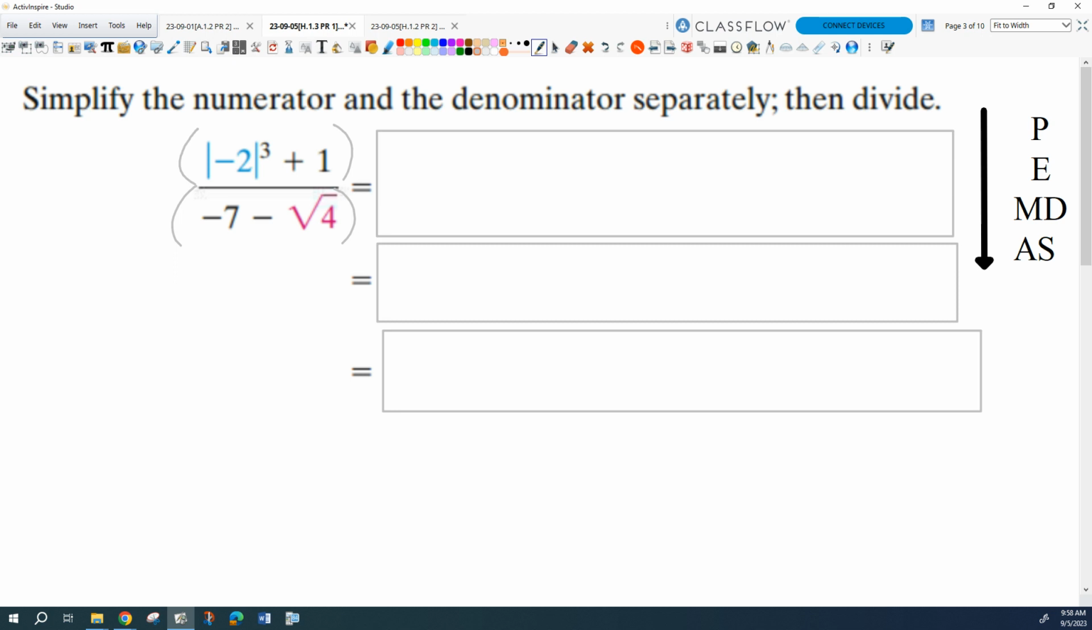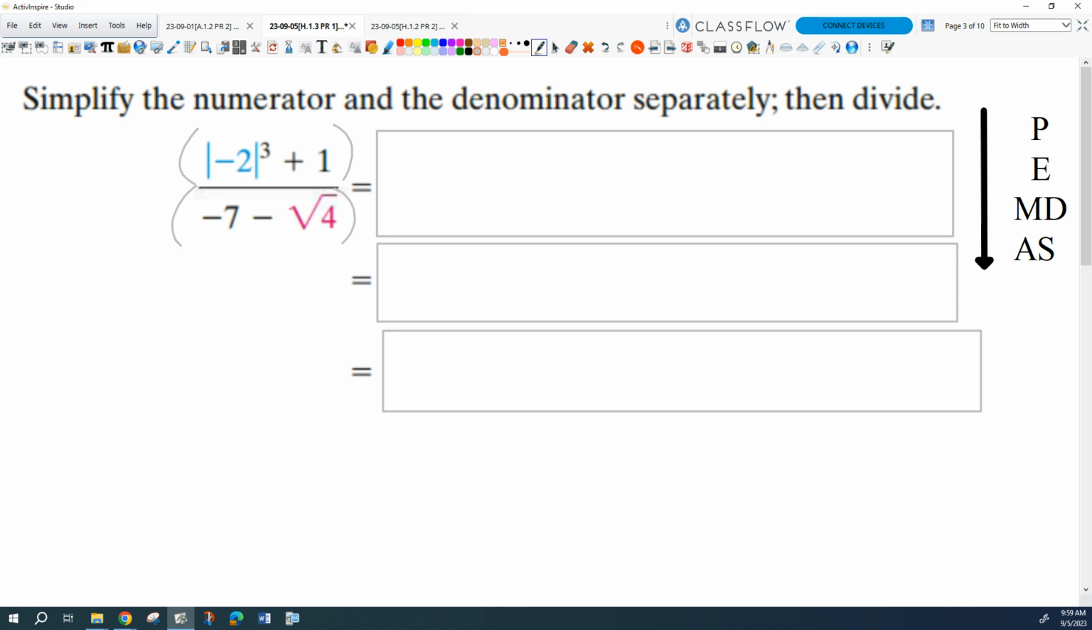Okay, there's even one step before exponents. Absolute value. Okay, so absolute value counts as a grouping symbol, doesn't it? That's grouping everything inside. Well, there's nothing to do inside. Negative 2 is all I have. But what is the absolute value of negative 2? 2. Okay. How about the bottom?